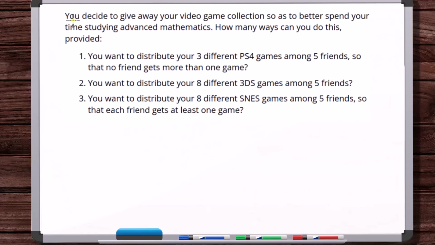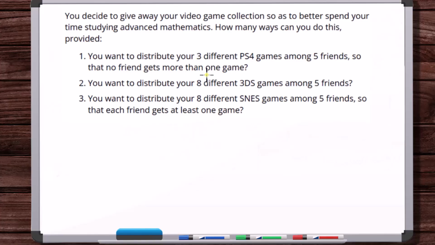Okay. You decide to give away your video game collection so as to better spend your time studying advanced mathematics. How many ways can you do this, provided you want to distribute your 3 different PS4 games among 5 friends so that no friend gets more than 1 game?